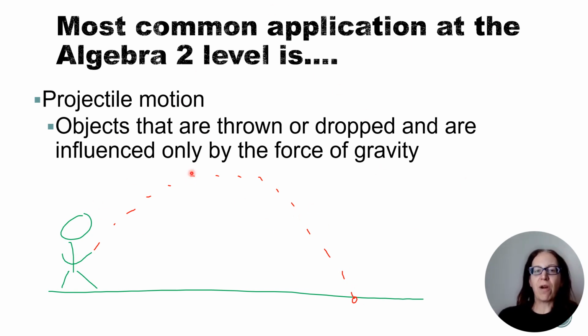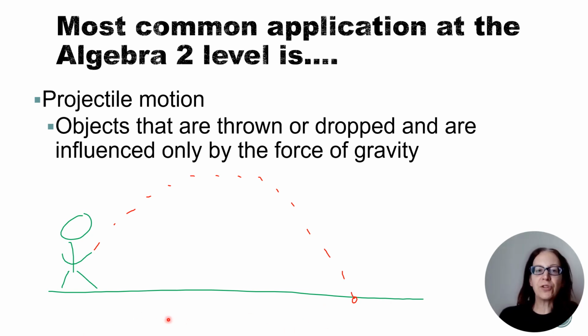Most of your application problems at the Algebra 2 level are projectile motion. And there's two ways to think about it. One way is with your X and your Y. So in this particular example, the height is the Y, and the horizontal distance would be the X. Maybe a little bit more common is using time on your X axis.